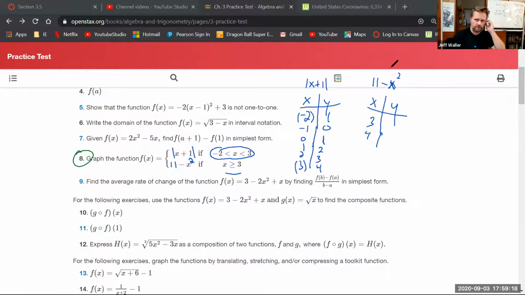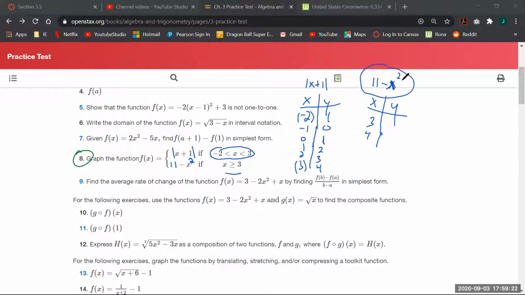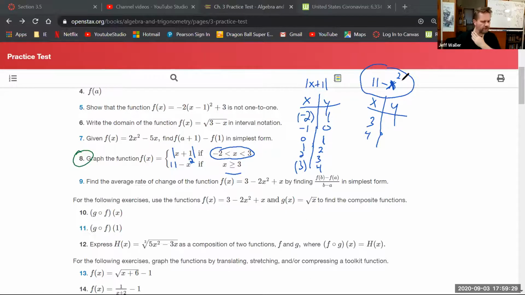What shape is this going to be fundamentally? Parabola. It's going to open downward, because this x squared piece is negative. So when I throw a 3 in, I get 11 minus 9 is 2. When I throw a 4 in, I get 11 minus 16 is -5. And then I can just put that shape on top of it.